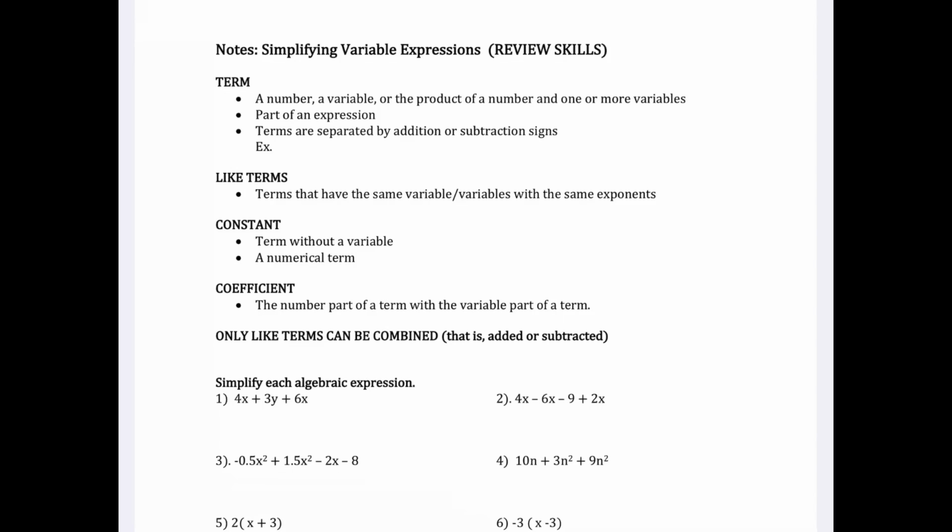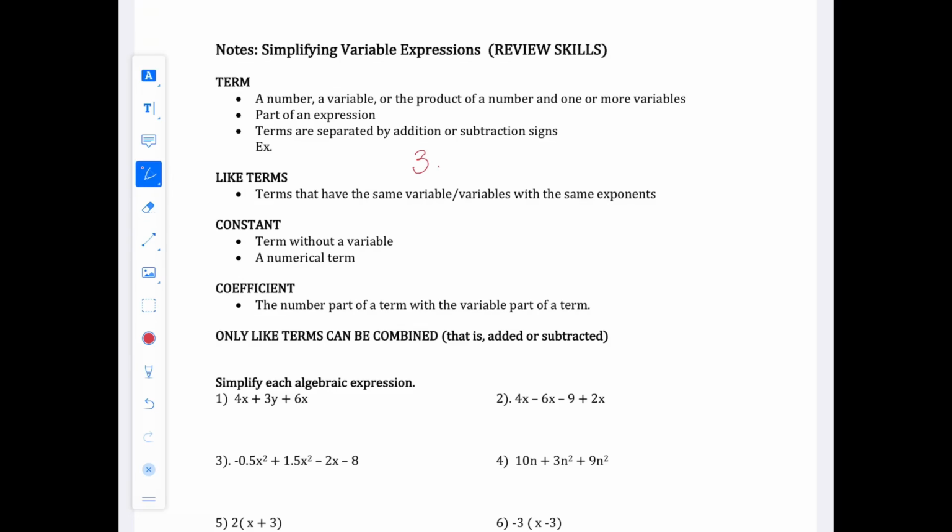So in this section, we are going to simplify variable expressions and go through a couple of the definitions of what each term is. So first, let's start with just defining terms. We see here that a term could be a number, a variable, or the product of a number and one or more than one variable. So it is a piece of our expression.